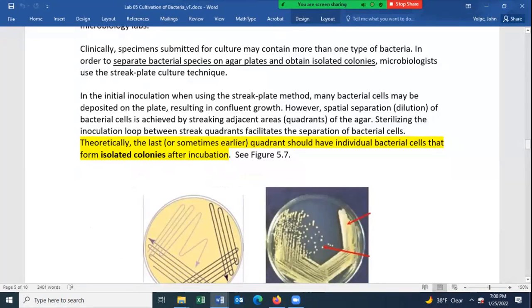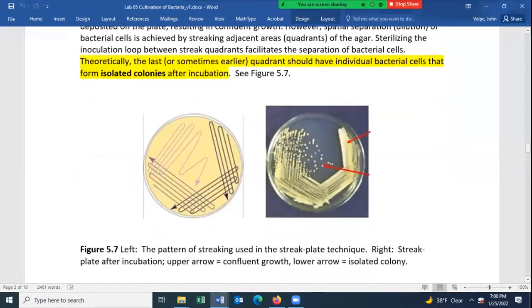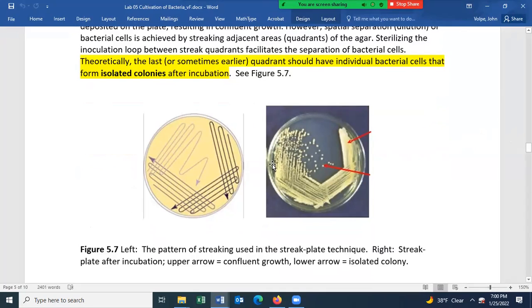What you do when you're streaking for colony isolation is you streak in one quadrant, and then streak in another quadrant, then streak in at least a third quadrant, and this one's streaking in 4 quadrants. Someplace along the line, you're hoping to see isolated colonies. And it can be in the 4th quadrant, or it can be in the 3rd quadrant. It doesn't matter where you get the isolated colonies.